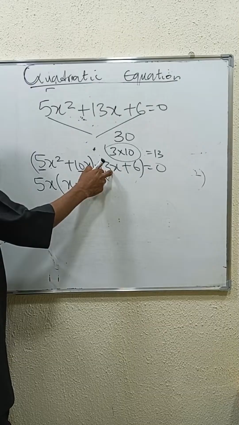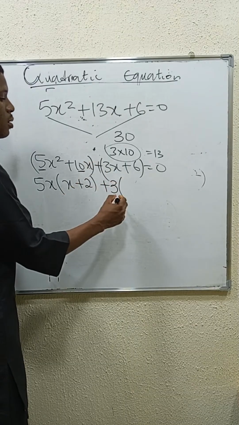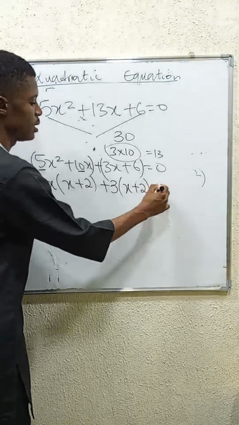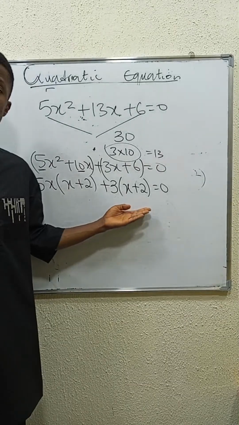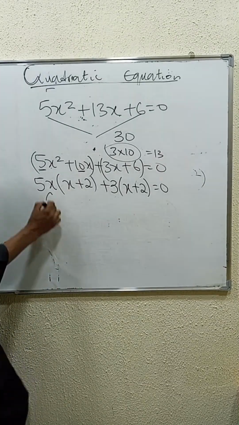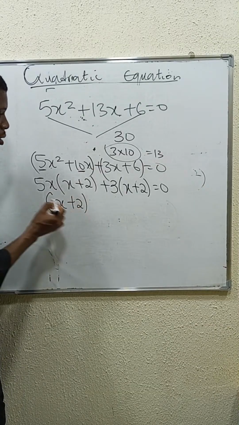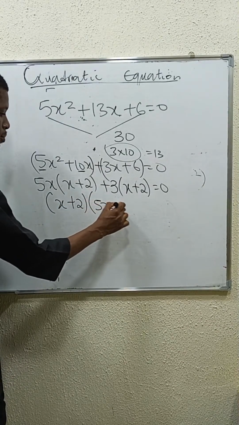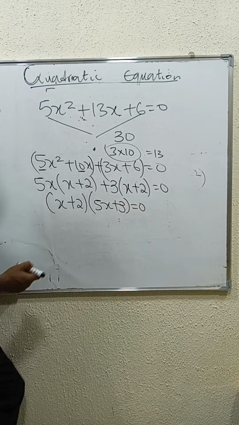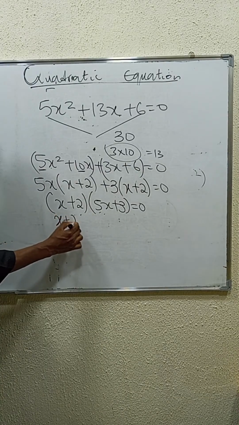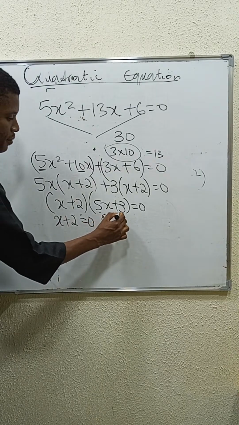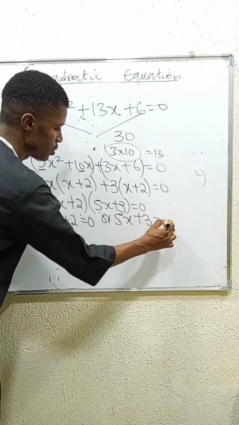For the next group, factor out the common term, which is 3. You are left with x plus 2, and that equals 0. If you look at this, the two brackets are now the same, so we use it to form one bracket, x plus 2. Then the next one is 5x plus 3, and that equals 0. When two brackets multiply to give 0, one of them is 0, or both of them are zero. So you have x plus 2 equals 0, or 5x plus 3 equals 0.